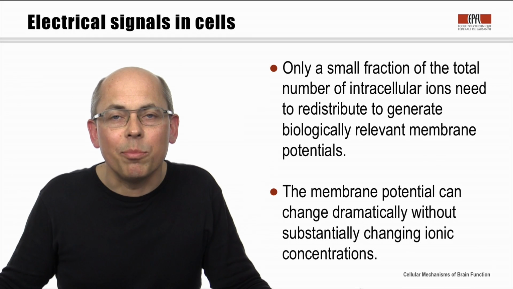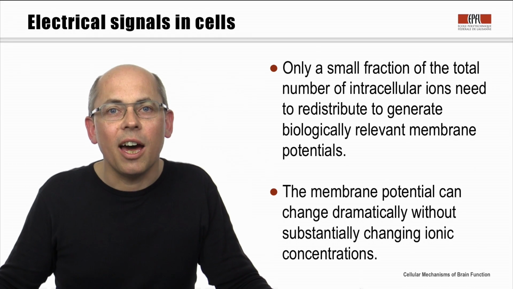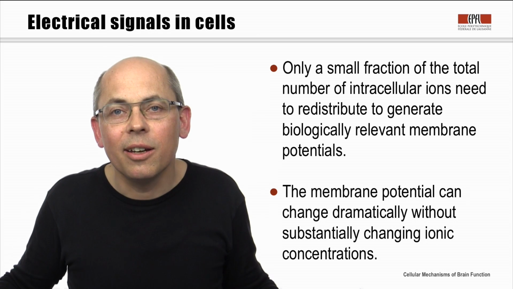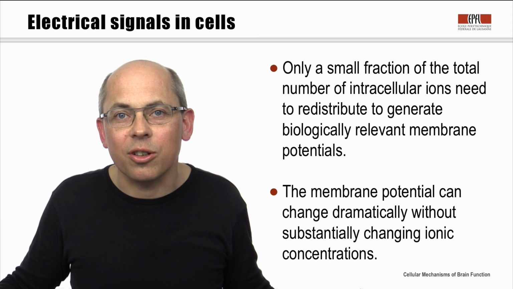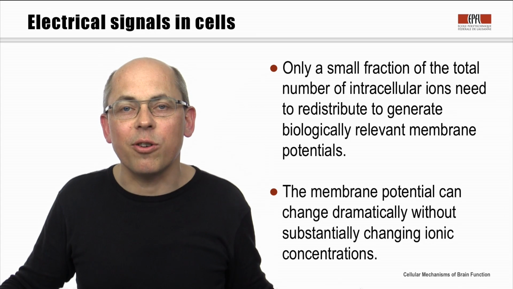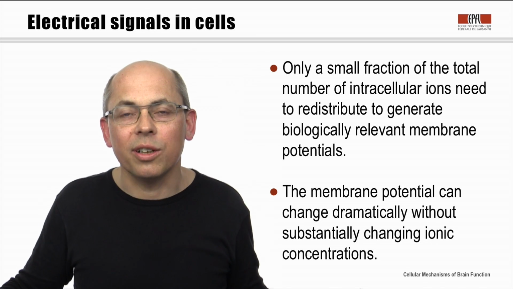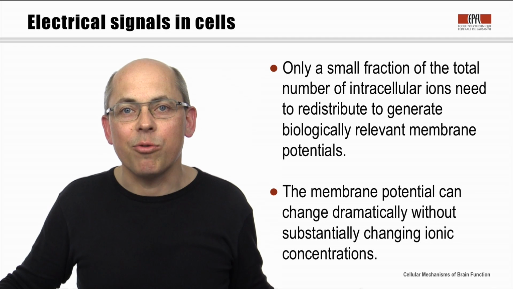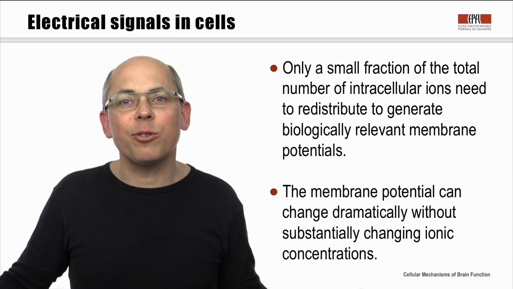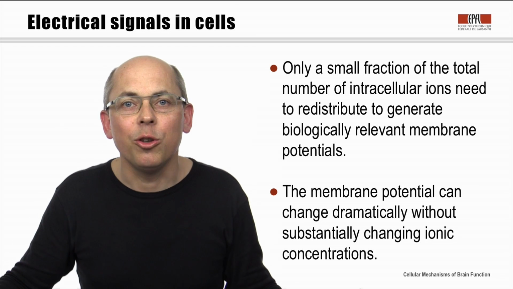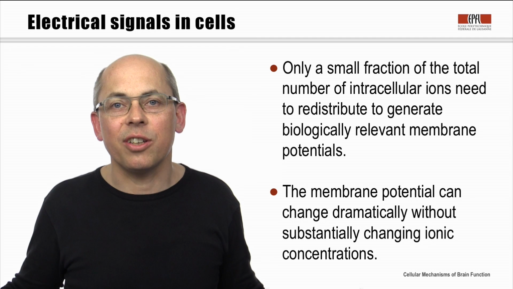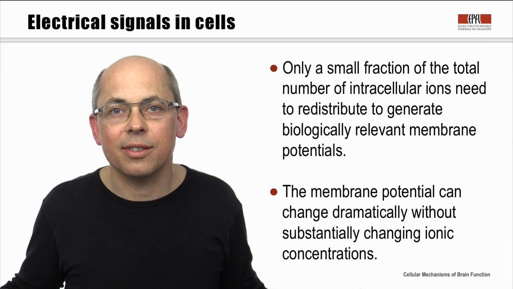This back-of-the-envelope calculation has told us a number of useful things. Most importantly, we find that only a small fraction of the total number of ions inside a cell need to move across the plasma membrane in order to generate biologically relevant membrane potentials. This means that electrical signaling can be extremely efficient. You can generate large changes in membrane potential without changing the intracellular concentrations.